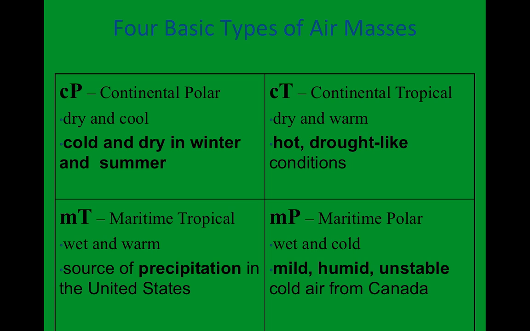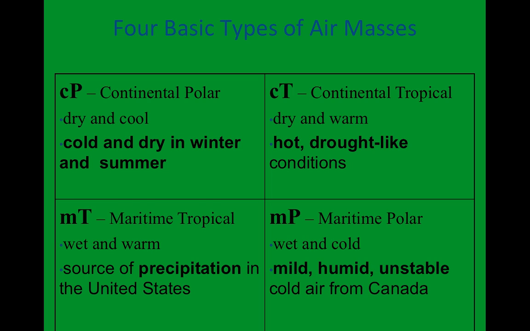The first one being continental polar, which would be an air mass that formed over land far away from the equator, so near the poles. It's going to be cool and dry, and it's going to bring cold and dry winters and summers.